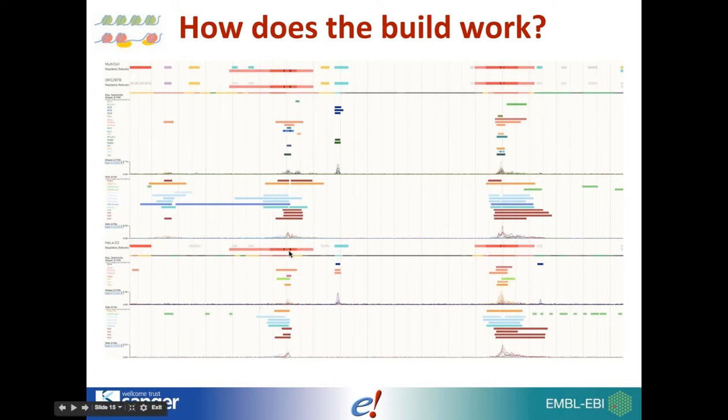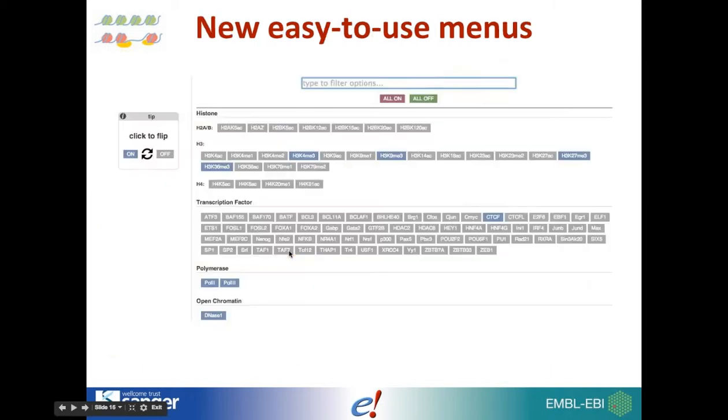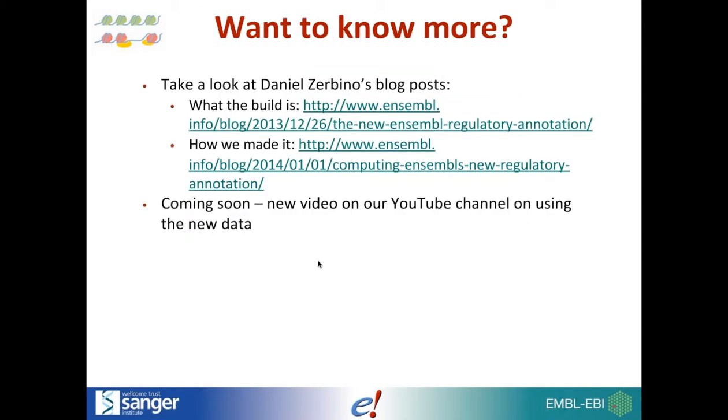Now you can view these in our region in detail page, and the way that you find them hasn't changed. But if you go into the features themselves, if you click on them and go into what we call the regulatory tab, you end up with these easy to use menus which allow you to turn on features for your different cell types of interest.